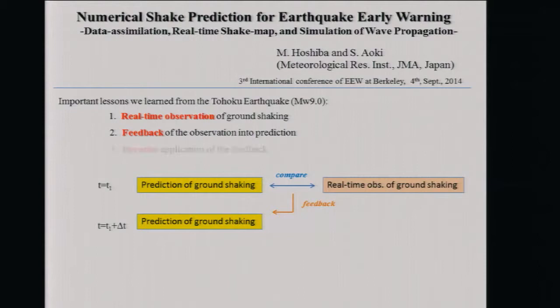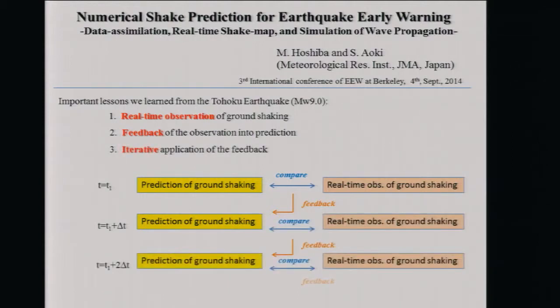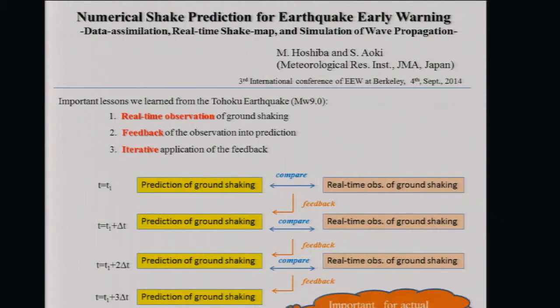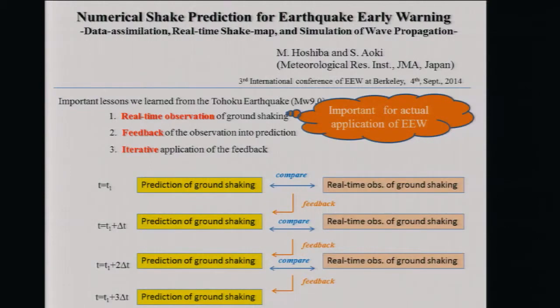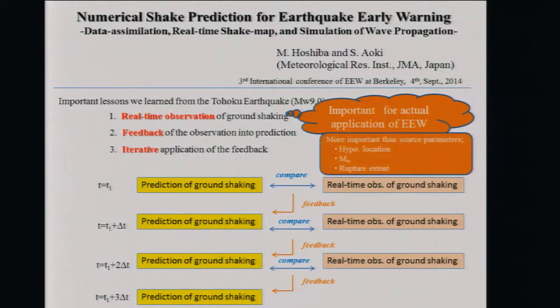Third is the repeated application of the feedback. We realize this process is very important for actual operation of earthquake early warning. So I believe this is much more important than the source parameters such as hypocenter location, moment magnitude, rupture extent. And we will realize this process by introducing data assimilation, real-time shake map, and simulation of wave propagation.